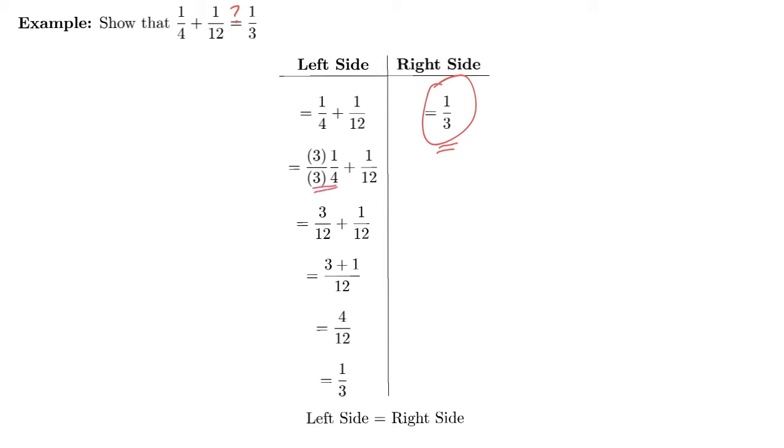So I know that I got to multiply that 4 by 3, which means to keep that fraction still equal to 1/4, I got to multiply the numerator by 3. So that gets me 3/12 plus 1/12.